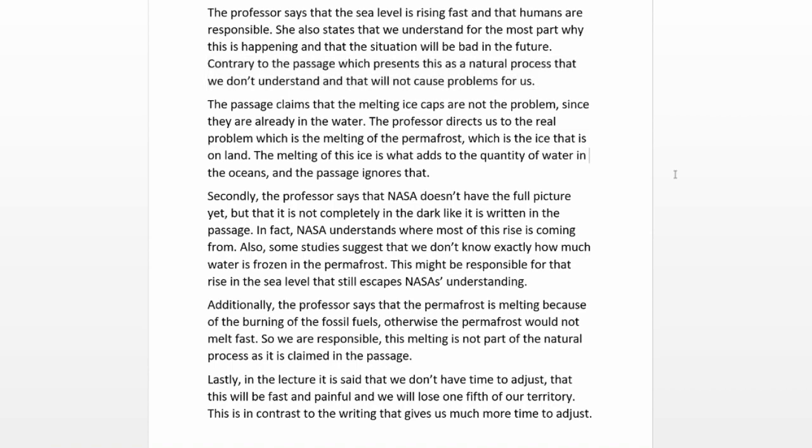So in the next paragraph, I talk about the first point. Now, the passage claims that the melting ice caps are not the problem, since they are already in the water.